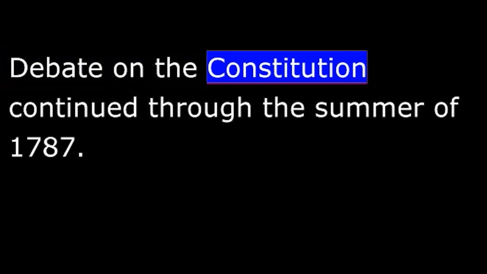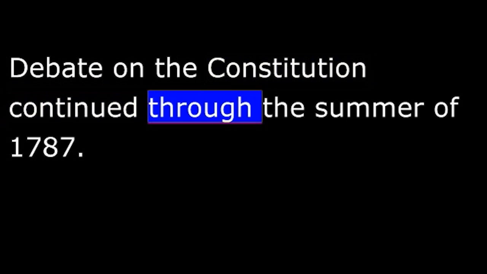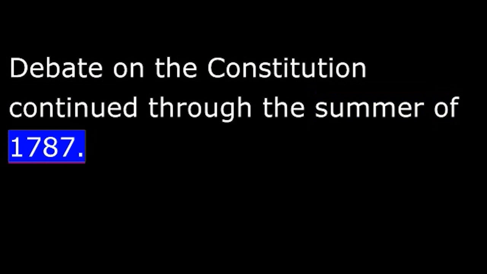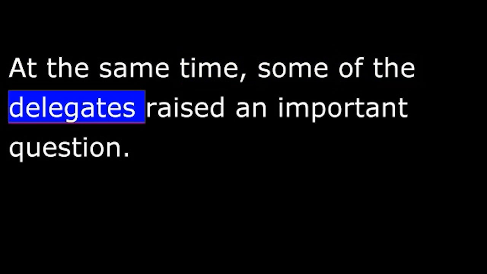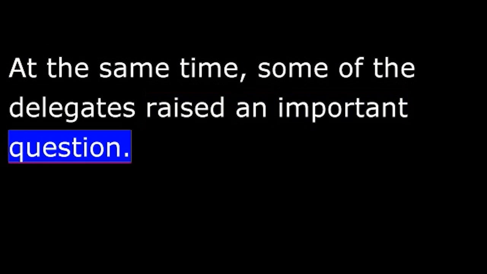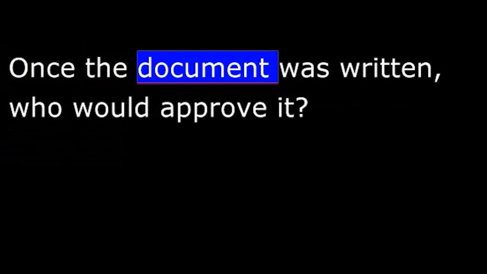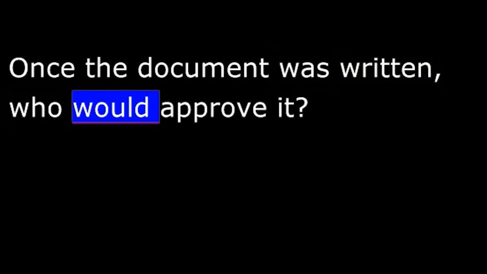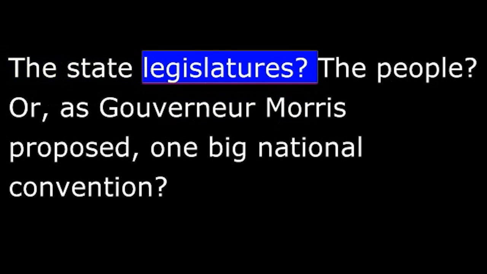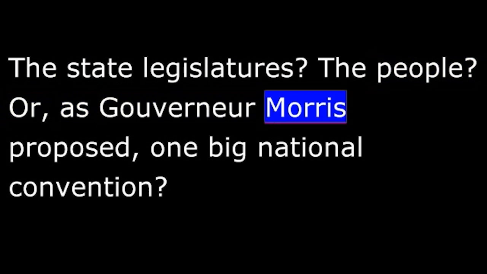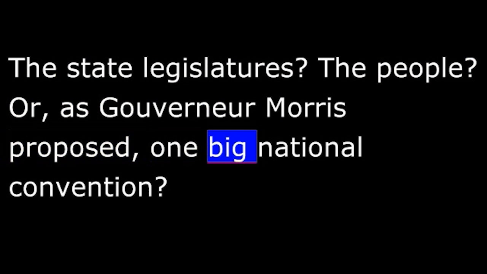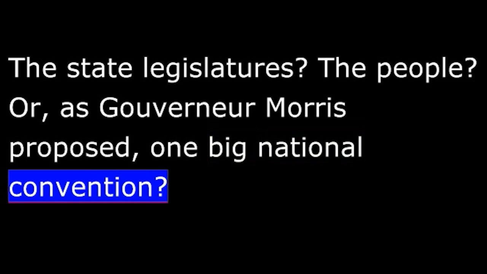Debate on the Constitution continued through the summer of 1787. At the same time, some of the delegates raised an important question. Once the document was written, who would approve it? The state legislatures? The people? Or, as Gouverneur Morris proposed, one big national convention?